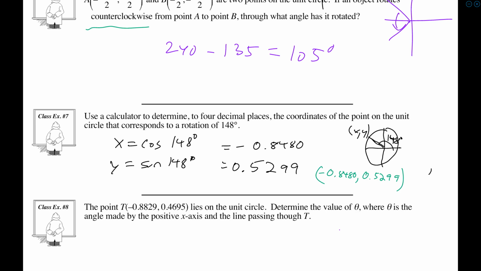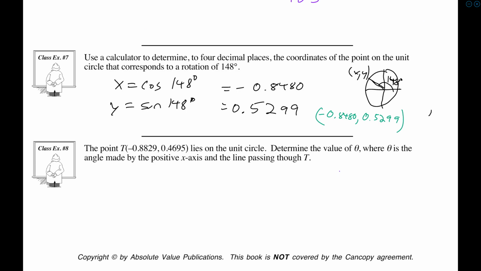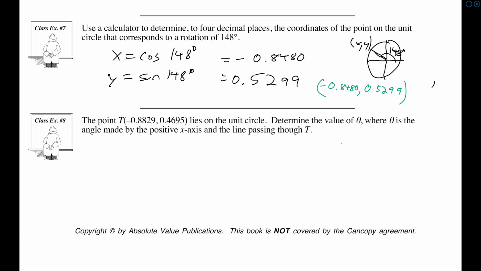Now what about this? Going backwards. This point is on the unit circle. So now, instead of what we had last time, which was here's this angle, find the point, what about if we have this point, what's the angle? Okay, how can I find that? How can I find whatever the angle is on this unit circle? That second line is just saying on the unit circle.